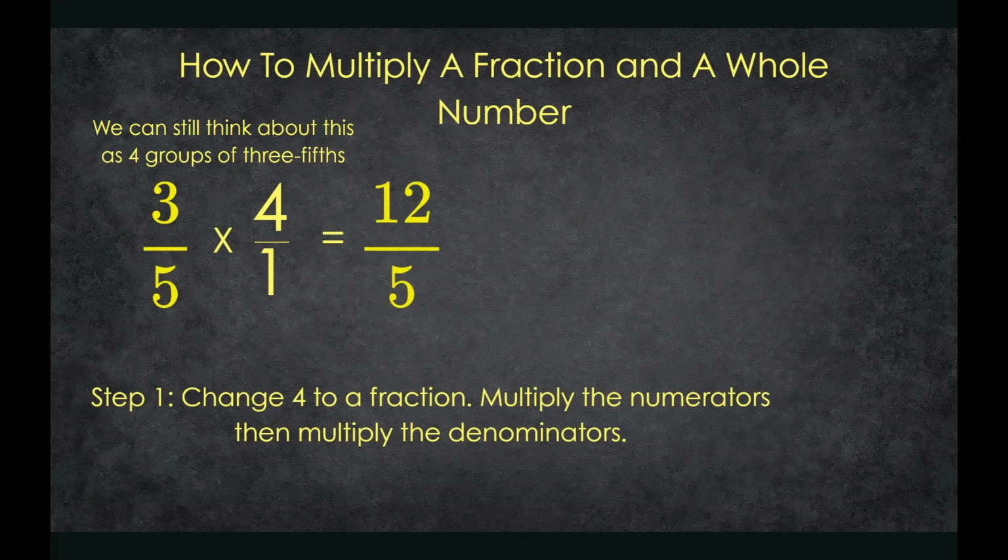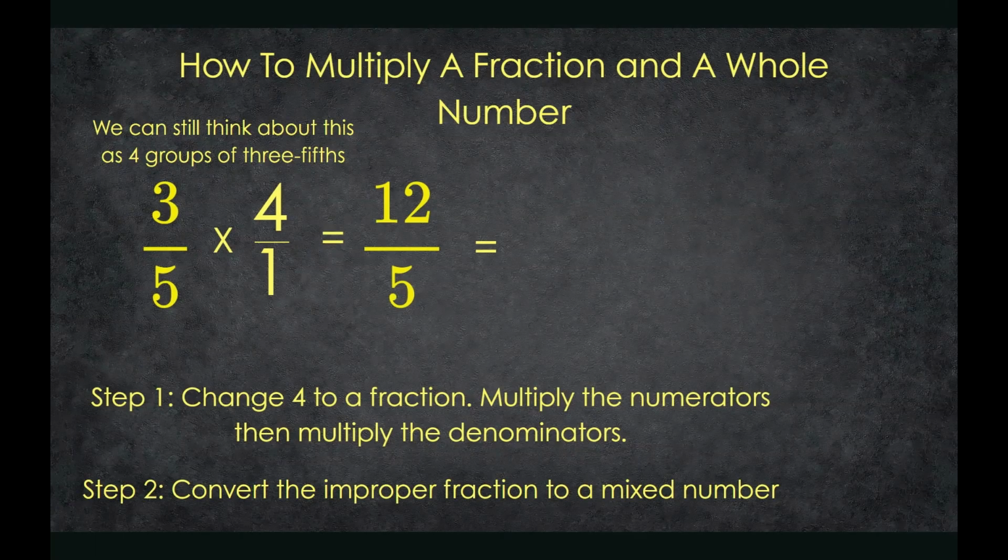So I have 12/5. And then I want to convert that to a mixed number. 5 goes into 12 2 times. I'll have a remainder of 2, and it'll be over 5. 2 and 2/5. All right, let's take a look at one more.